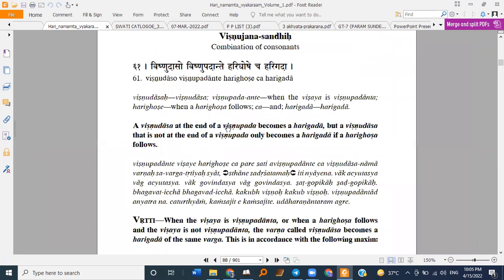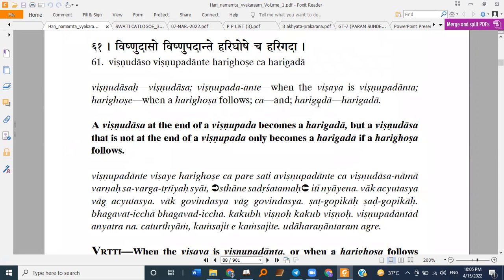So, a Vishnu Dasa at the end of a Vishnu Pada becomes a Hari Gada. But a Vishnu Dasa that is not at the end of a Vishnu Pada only becomes a Hari Gada if a Hari Ghosha follows. Both the options are applicable. We can do both, either way. That part can be treated as Vishnu Pada as well as not Vishnu Pada, correct? Probably.